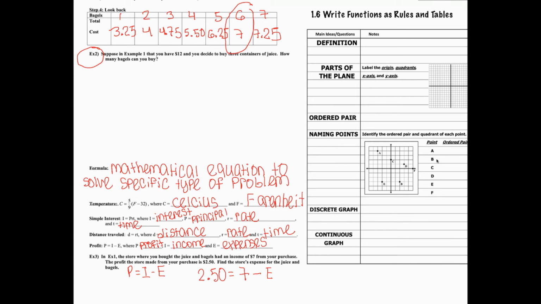So then we would have to go through and simplify this. This one gets a little messy because we're going to have to subtract 7 on both sides. So when you do that, you get negative 4.5 equals negative E. And then you divide by negative 1. So that would give us $4.50 is equal to the expenses.